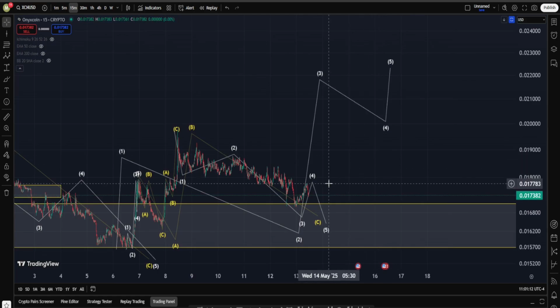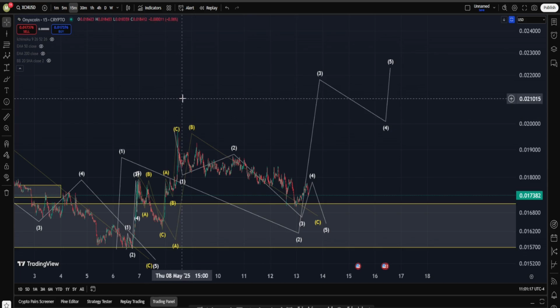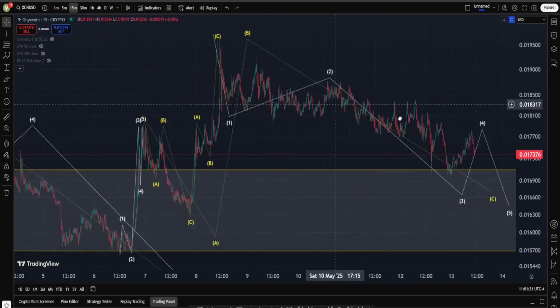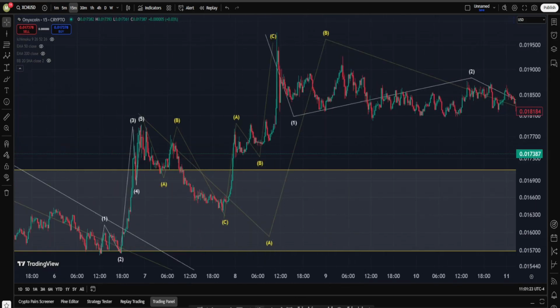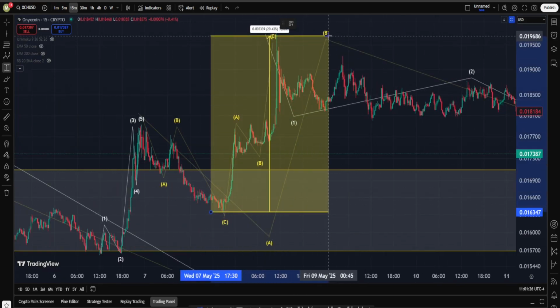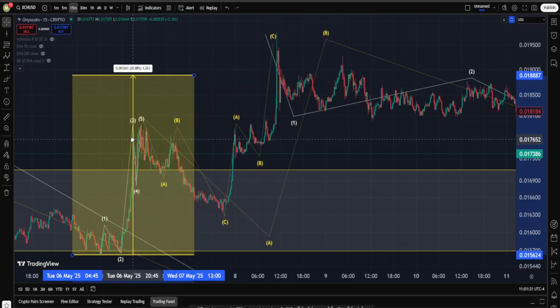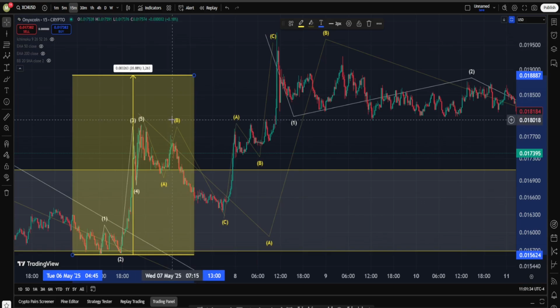Is this scenario possible? The answer is yes. However, this is not really my primary case. Why is that? Let's zoom in more and measure this specific move up and compare it to the length of our supposedly wave 1 right in here. As you can see, by a very decent margin, this is actually bigger than this move.